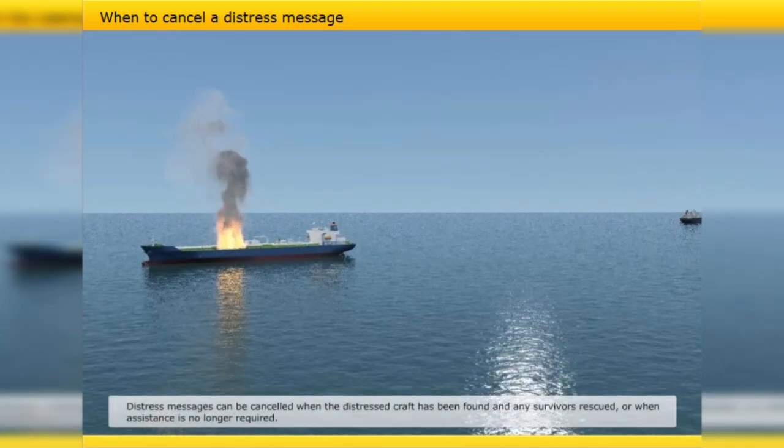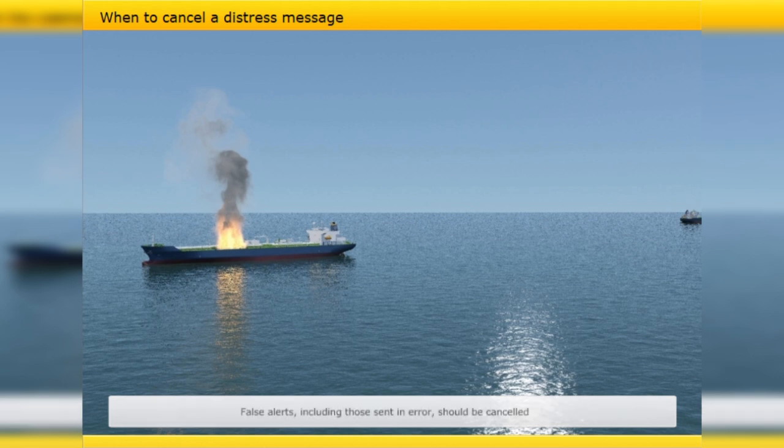A distress message should be cancelled as soon as the distressed craft has been found and any survivors rescued, or when the assistance of search and rescue facilities is no longer required. Any false alerts, including those sent in error, should be cancelled so that search and rescue authorities do not needlessly respond.